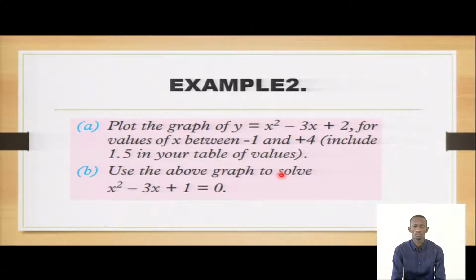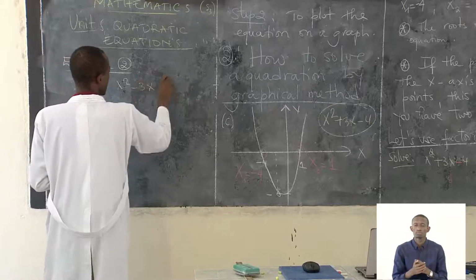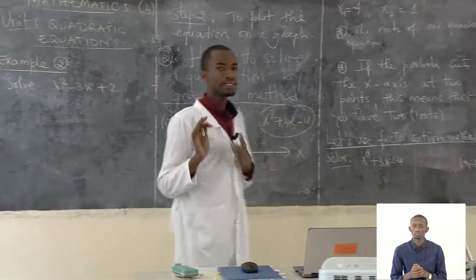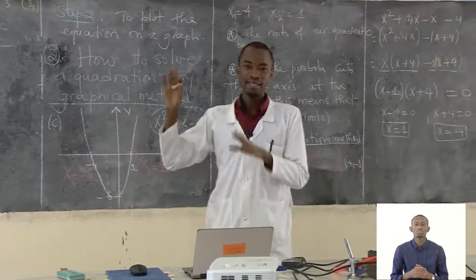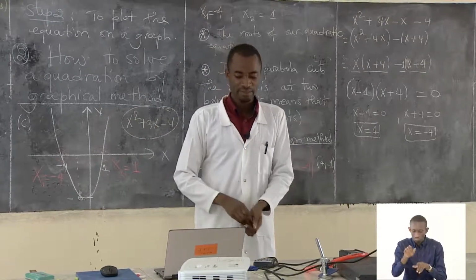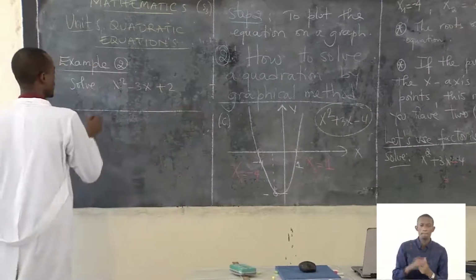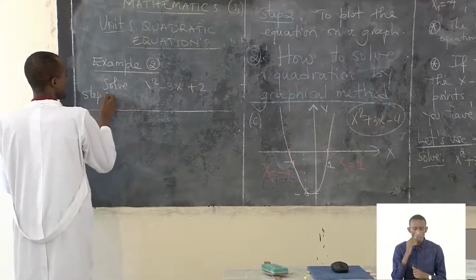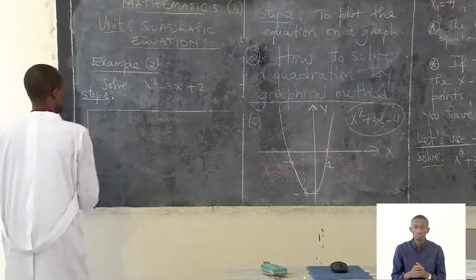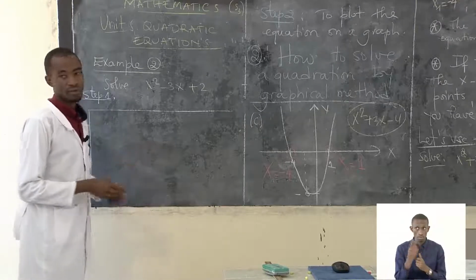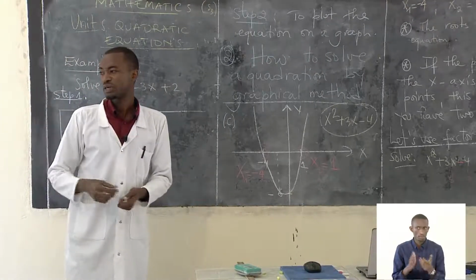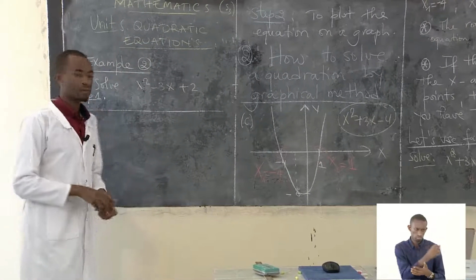Example number 2. Our example number 2 is x squared minus 3x plus 2. As you can see, you need to follow the same steps as we did in the first example. What you have to do first is to look at the table of values. Go step by step. Step number 1 is to build the table of values, because from what they told us, we need to plot the graph, and after plotting, we solve it.